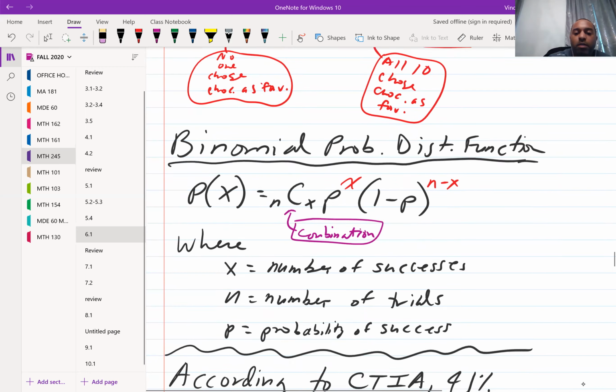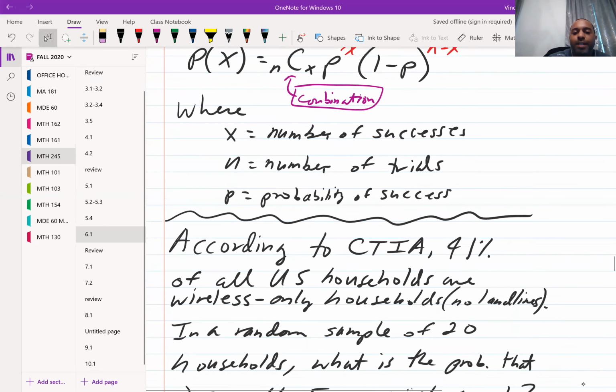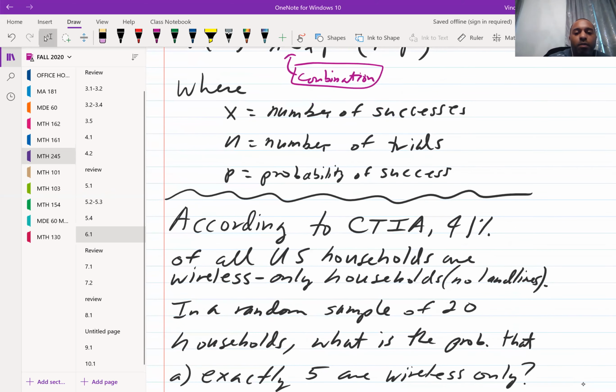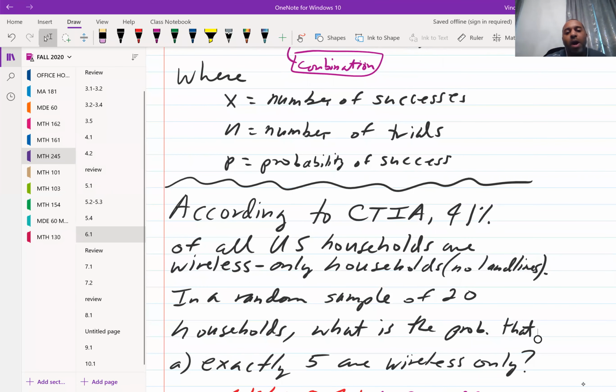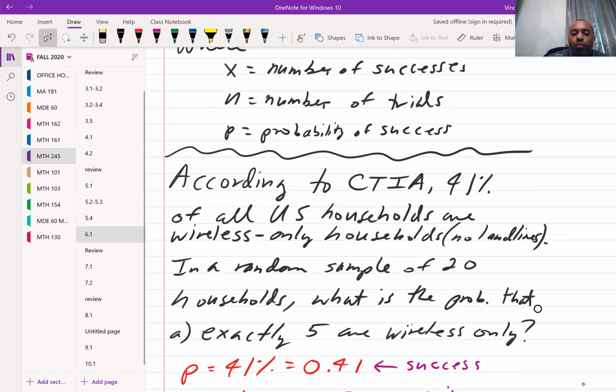All right. So let's try to put this to work. It says according to the CTIA, 41% of all U.S. households are wireless only households. That means no landlines. In a random sample of 20 households, what's the probability that exactly 5 are wireless only? So A is the first one. We're going to look at the probability that out of 20 households you chose, exactly 5 of them will be wireless only.